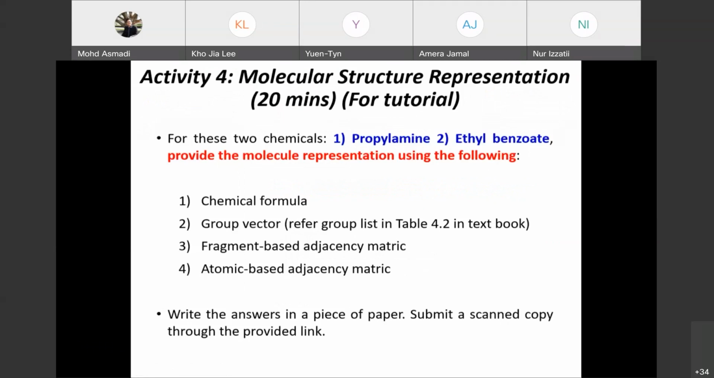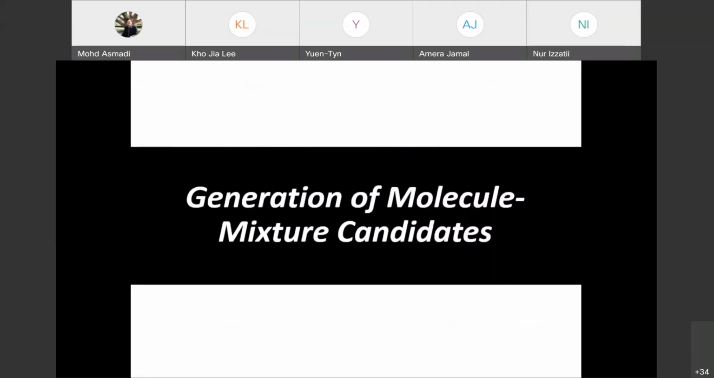Okay, it's okay. Since it's already 11:45, we continue on the generation of molecules as mixture candidates. Okay, so for the generation of the molecule candidate, I think this is important, because we have to know whether your molecule is feasible or not, stable or not. So we have to check by using the Odele and Macchietto rules.